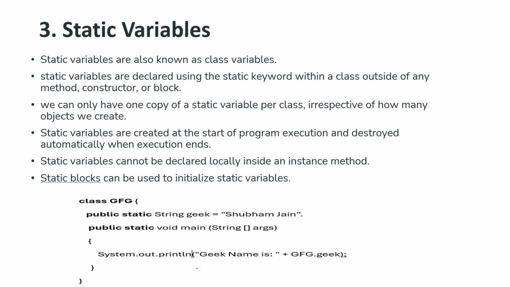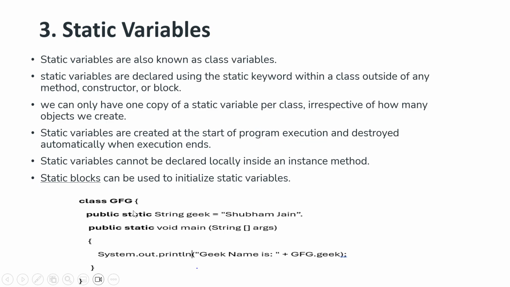A static variable we cannot declare locally, as we know. We can declare it inside the class, not inside any function, method, or block. A static block can be used to initialize the static variable. There is one concept of the static block that we'll be discussing in upcoming videos.